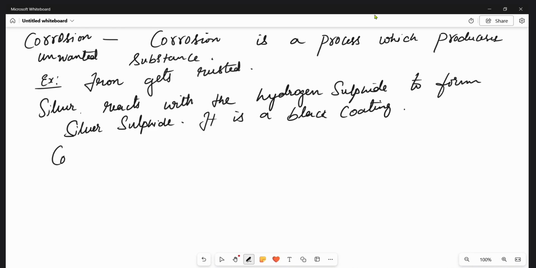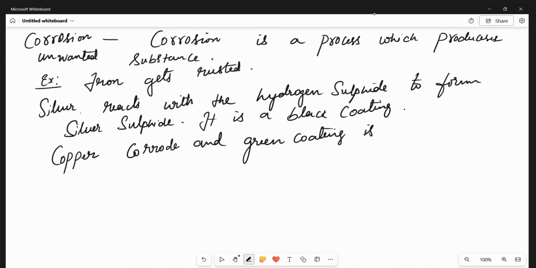Write down that copper corrodes, and a green coating is formed.